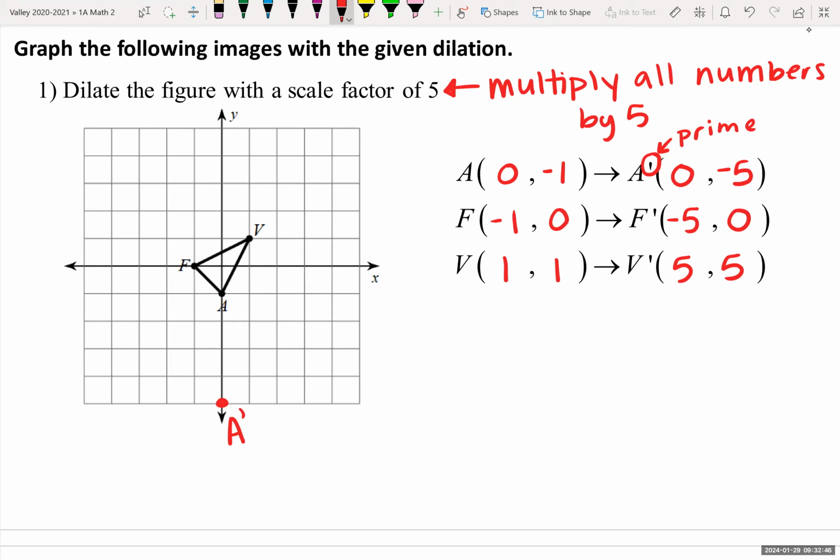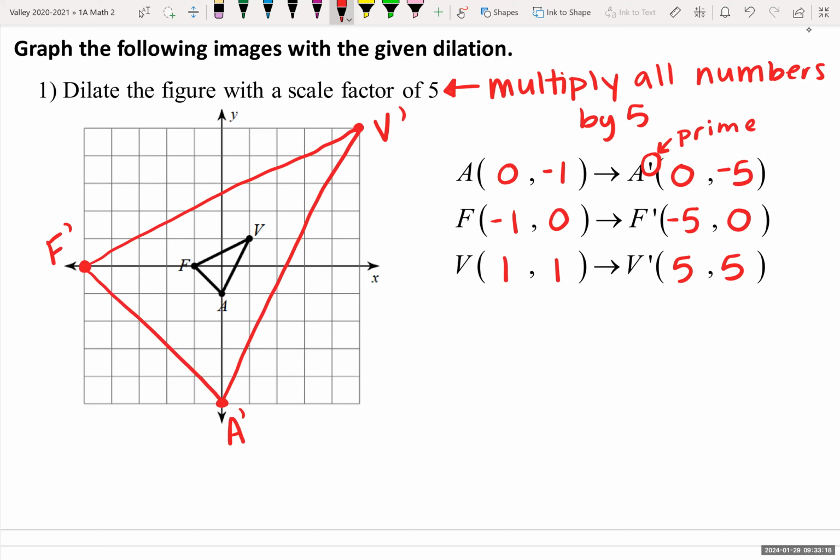So there's A prime. Then we have F prime. So -5, 0. So left 5 and 0. So there's our F prime. Label your points and make sure we can read them. If you need to do them a little bigger, then do that. Then 5, 5: right 5, up 5. And this one would be V prime. Label them and label them correctly. Make sure you have the right letters. Then we're just going to connect all those together. And that is going to be my new shape.